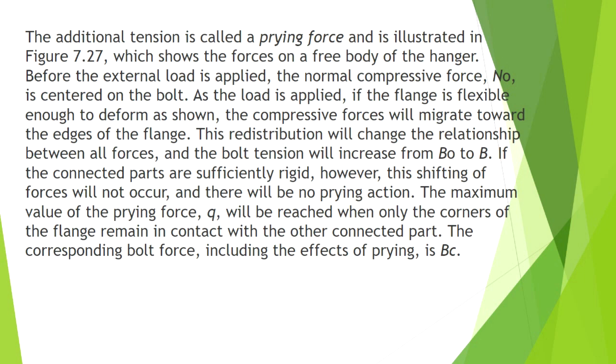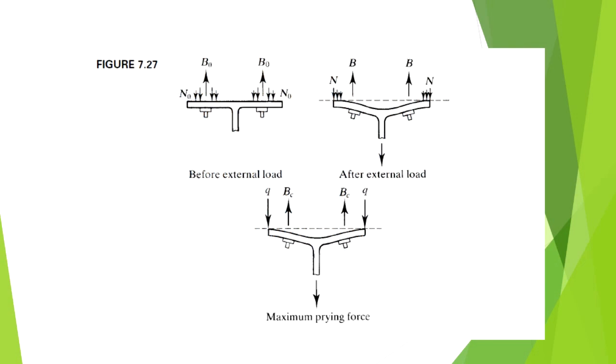This redistribution will change the relationship between all forces, and the bolt tension will increase from B_O to B. If the connected parts are sufficiently rigid, however, the shifting of the forces will not occur, and there will be no prying action. The maximum value of the prying force Q will be reached when only the corners of the flange remain in contact with the other connected part. The corresponding bolt force, including the effects of prying, is B_C. Figure 7.27 shows before and after external load and the maximum prying force.